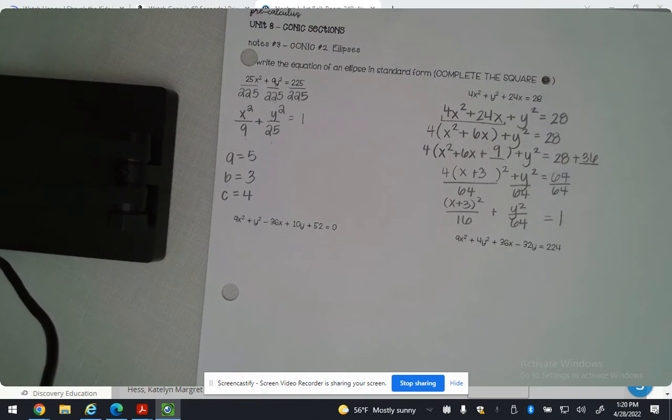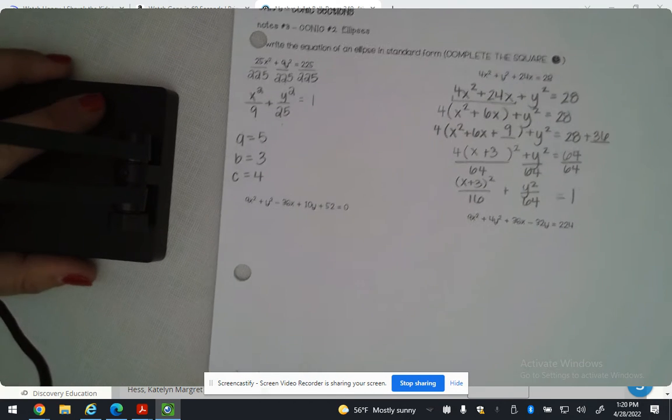Okay, so which way does this one stretch? Which way? Sorry, I had this going, and then Tyler's like this. It's vertical. Why is it vertical? Because a squared is underneath the y.